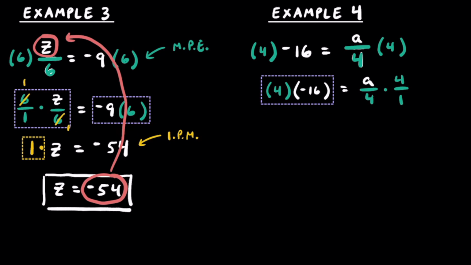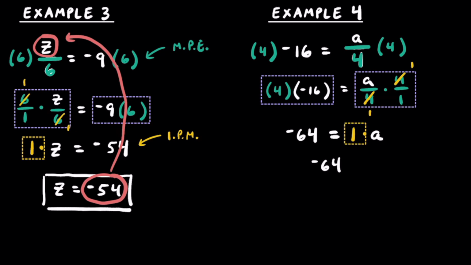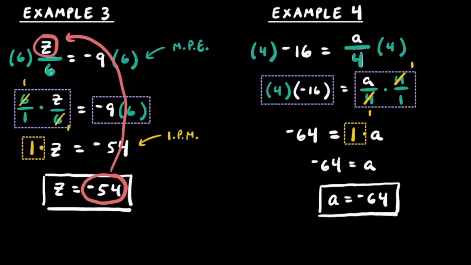4 times negative 16 is going to equal negative 64 on the left side. And on the right side, these 4's are going to cross-cancel with each other and become 1's, so we can write 1 times a. Dropping the 1, we can say that negative 64 is equal to a, and turning it around, we can say that a is equal to negative 64. There's our solution. Negative 64 divided by 4 does equal negative 16.